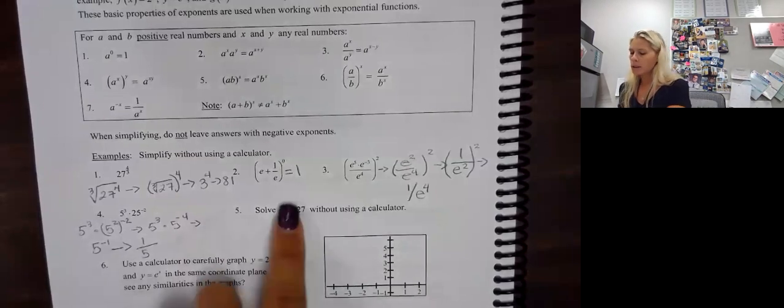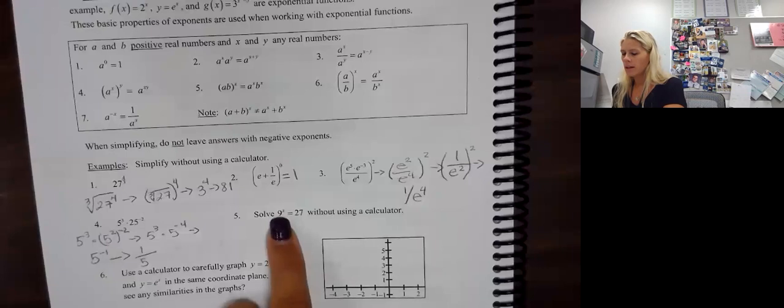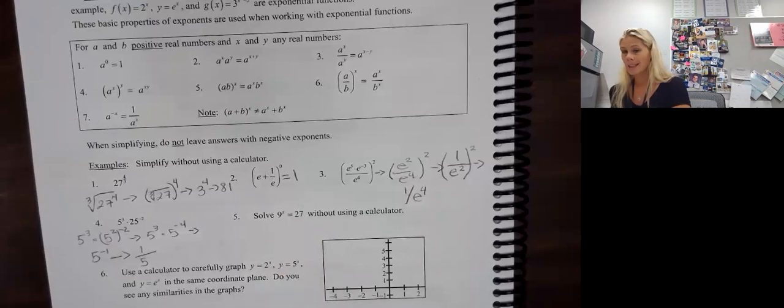Okay, here we're going to solve 9 to the x equals 27 without using a calculator. Well, the thing is, 9 times itself so many times will not give you 27. So what you do have to do is change both bases.